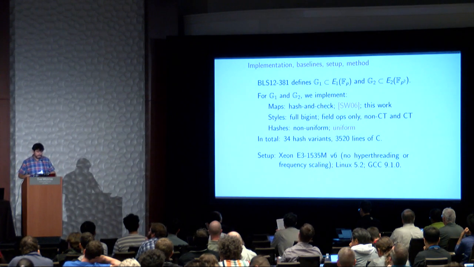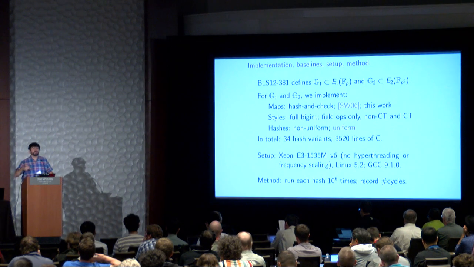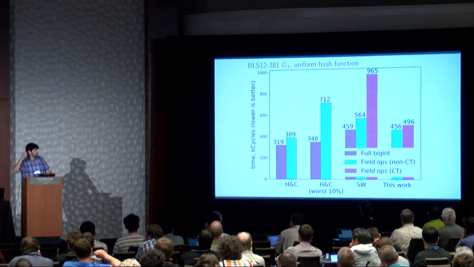is very important. And we run all the hash functions on the same pseudorandom sequence of a million inputs and record the number of CPU cycles that each iteration takes. Okay, so here are the results.